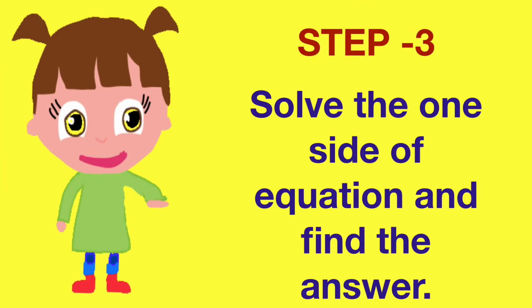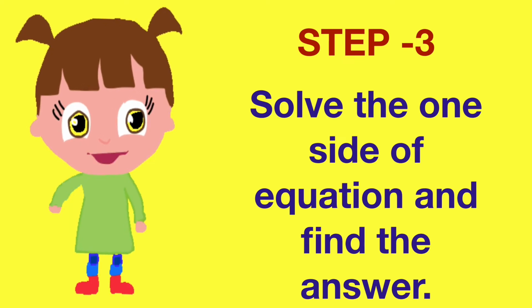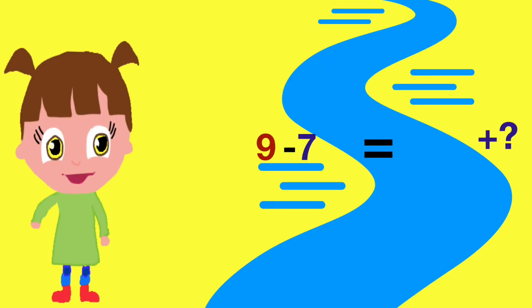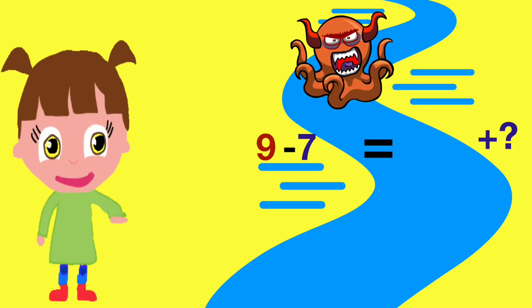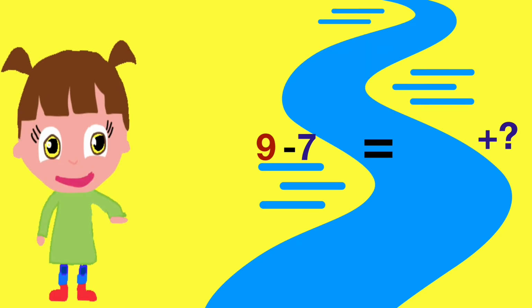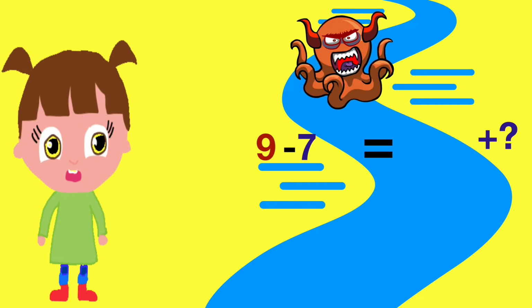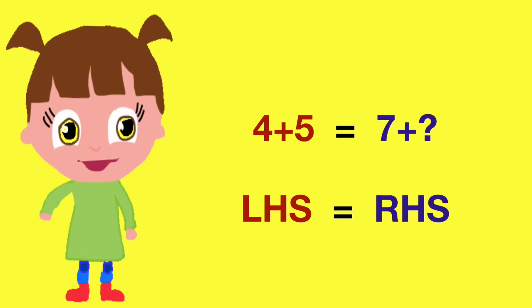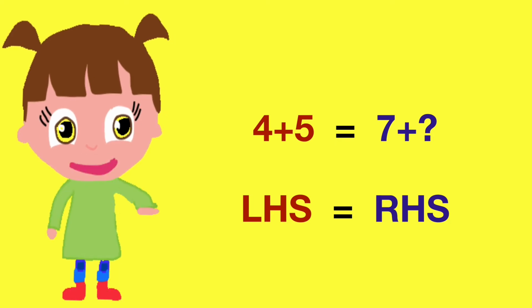Now let's move to the last step to find the answer, step number 3. We can now easily solve the other side of the equation and find the answer. In this case, we know the answer for 9 minus 7 is 2. So the question mark is equal to 2, which means if we replace the question mark with 2, both the left hand side and right hand side will become equal. They will become a balanced equation.